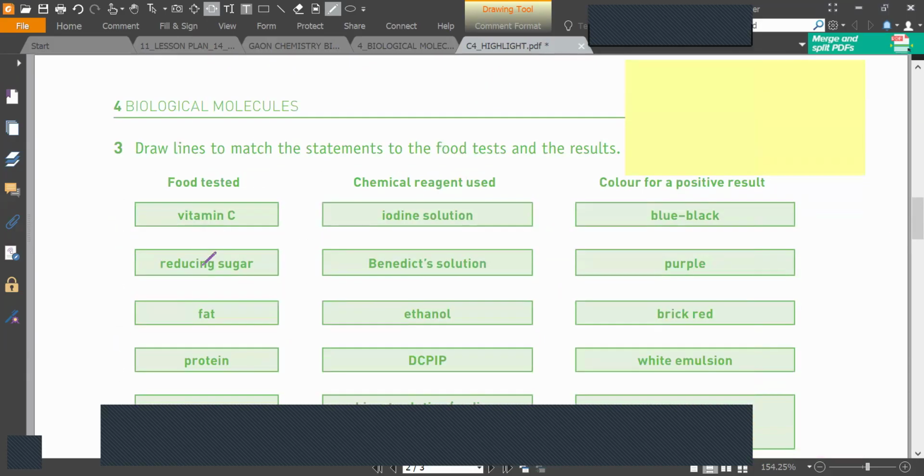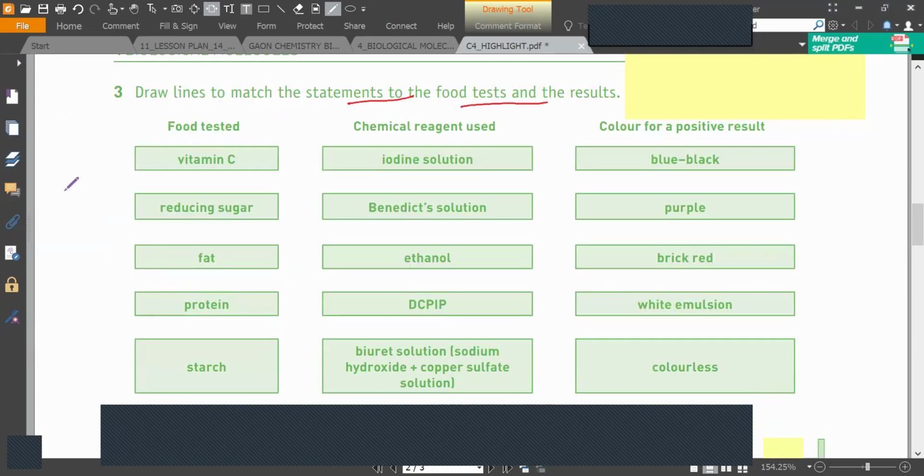Next, this one we need to draw a line to match the statement to the food test. So this is easy, you can try. For vitamin C, what is the chemical reagent, and then what is the color? You can refer to your notes if you want. What is the chemical reagent for vitamin C? DCPIP. And for positive result? Colorless. Yes.